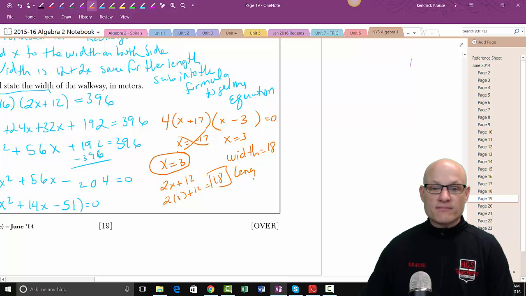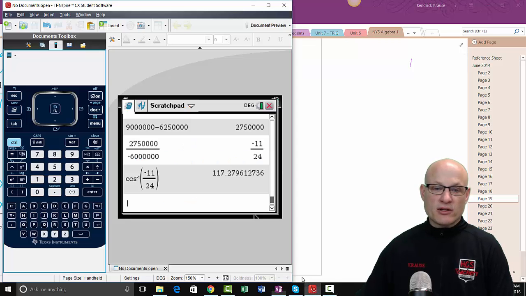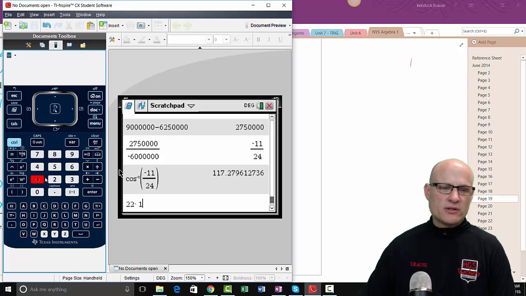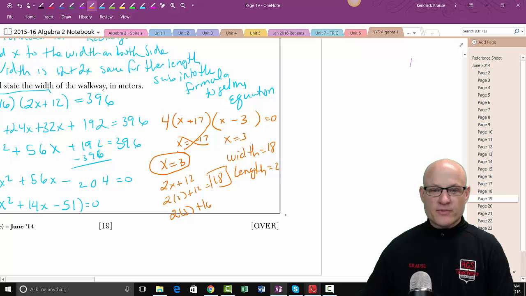The length then would be 2 times 3 plus 16. So that would be 6 plus 16, which is 22. And then I'll take my calculator out and I go 22 times, did we say 18? I don't even remember. 396. There it is. So there's the width, 18.